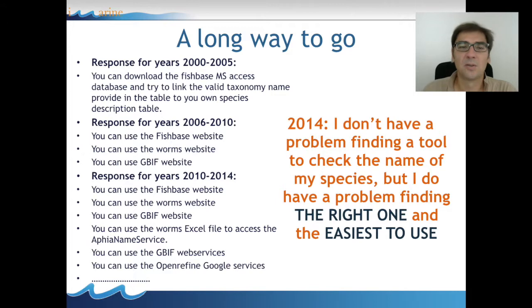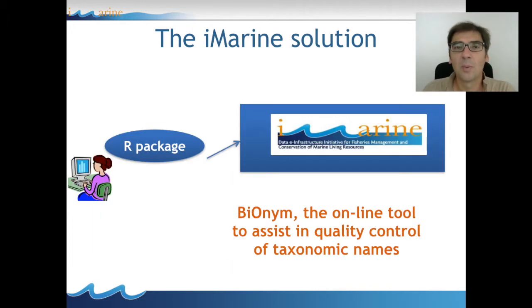And finally, in 2014, the problem I have is not to find a tool to check the name of my species, but to find the right one, that is the easiest to use. I don't want to develop a new interface for each of the services available and to maintain it. For me, the job performed by iMarine in setting up a unified interface to search web services, as it has been done for the Bionym service, is a good way to improve data and process accessibility.